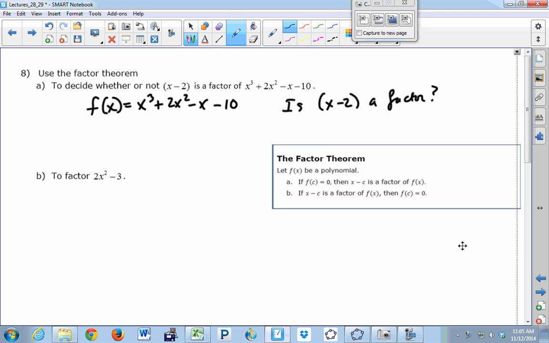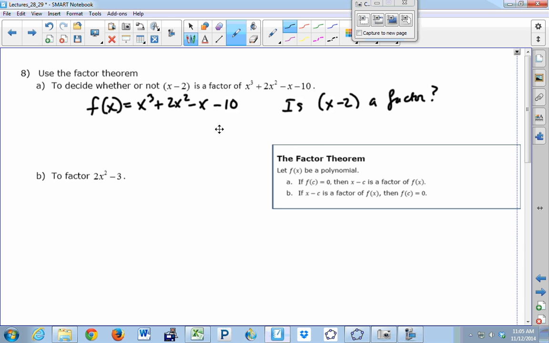The factor theorem here, we have to figure out which one of these parts of the factor theorem we are using. We're told to factor, so we're going to look at part B. Part B says if x minus 2, because that's the case here, is a factor, then I should be able to put the value of 2 into my function and come out with a 0. And if I don't get that, then it's not a factor. So that's what the factor theorem helps us to decide.